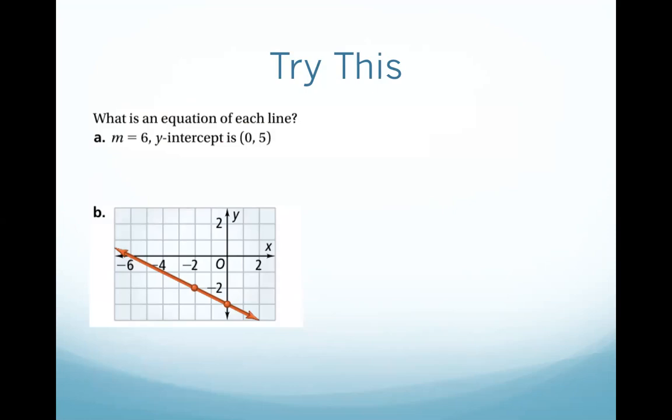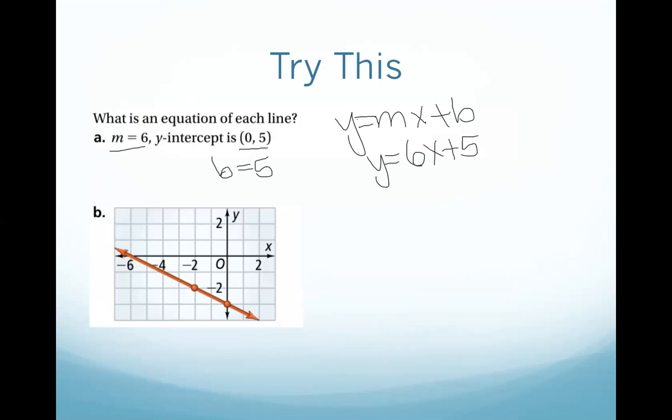Okay, so starting with part A, again, we're given m and I can find that b is 5. y equals mx plus b, y equals 6x plus 5. That should be your answer to part A.